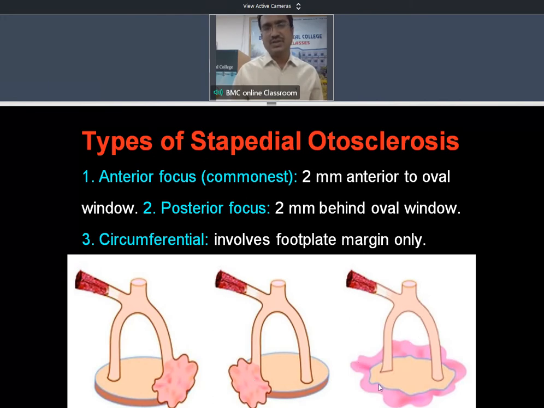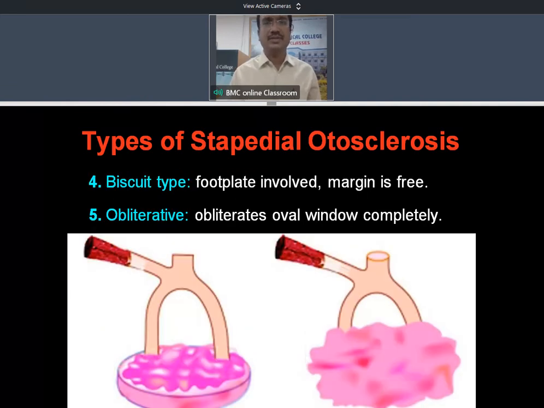This is circumferential. So here you can see the otosclerosis all around the annulus of the oval window, but the central part is normal. So that is called the circumferential type of otosclerosis. You have to remember the various types of stapedial otosclerosis. This is the commonest type of all the types of otosclerosis, that is stapedial.